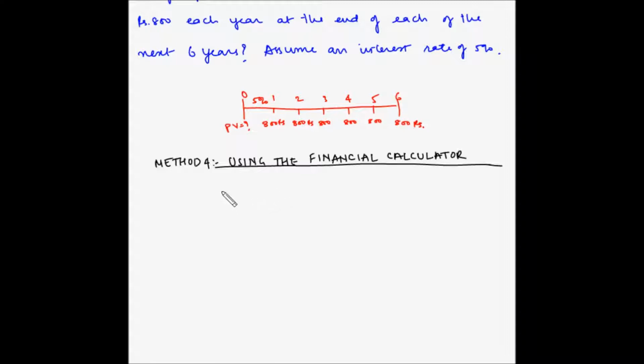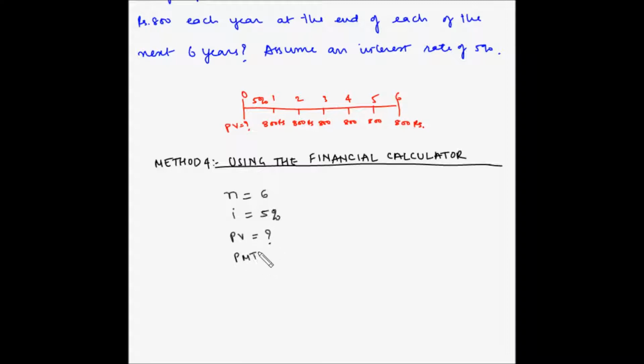There are 5 main keys on the calculator that need to be used. First is N, which is the number of periods. In our case, it is 6. Next is I, which is the rate of interest. In our case it is 5%. Now, while we are using the formulas, we generally take I as the rate of interest divided by 100. However, when we use the financial calculator, we have to use the rate of interest as is and not divided by 100. Next is the present value, which we have to find out.